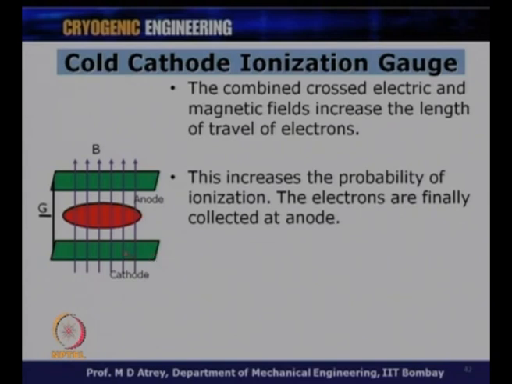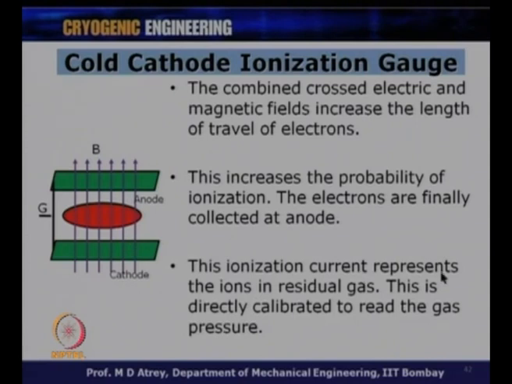Alright, so the cathode electrons get released and they will go to the anode. Because of the magnetic field around there, they will take a long time to reach the anode, and during this travel from cathode to anode, they will hit the molecules, and they will ensure that each electron hits a molecule. This ionization current represents the ions in the residual gas. This is directly calibrated to read the gas pressure. So once the ionization current reaches over here, it is representative of the pressure of the residual gas.